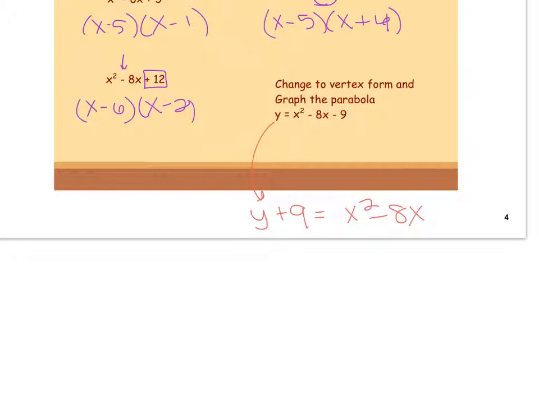To complete the square, you're going to add b over 2 squared to both sides. So negative 8 over 2 is negative 4 squared is 16. So y plus 25 equals x minus 4 squared. So now I made this jump here.